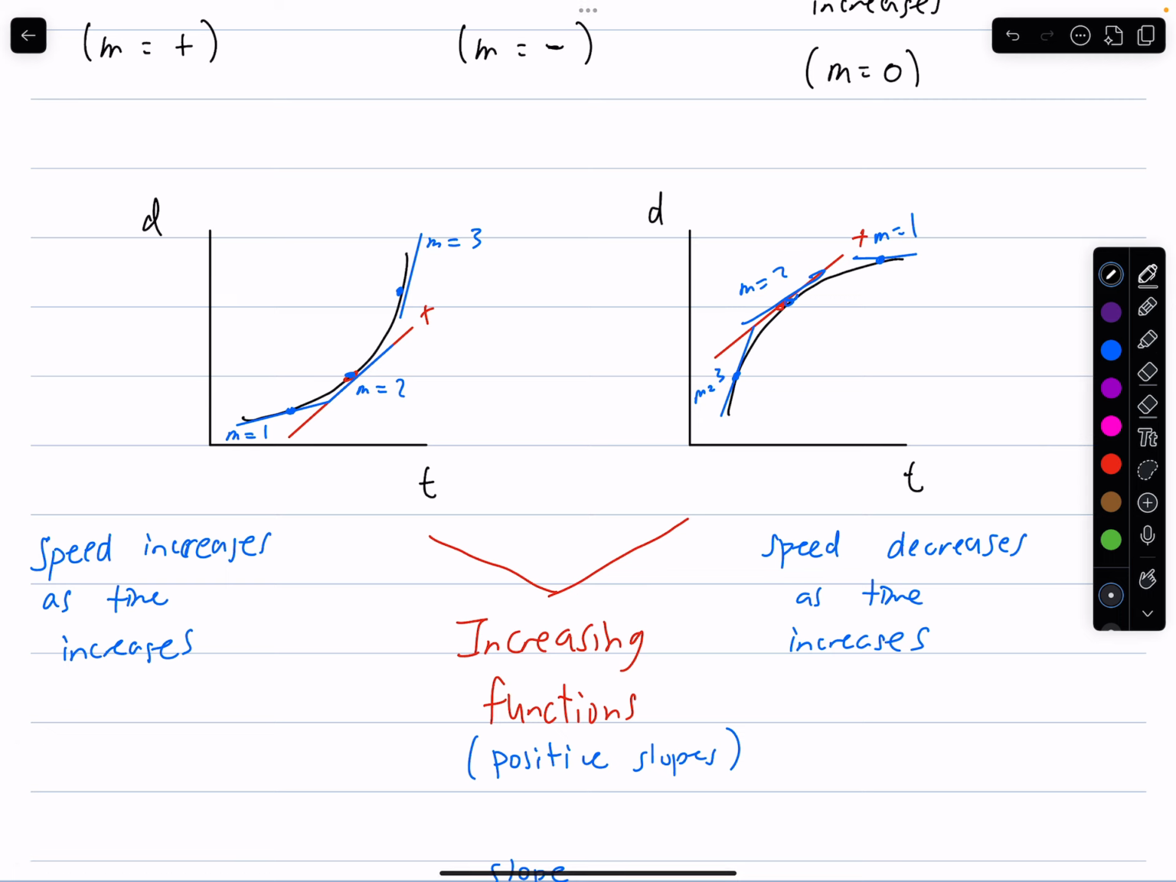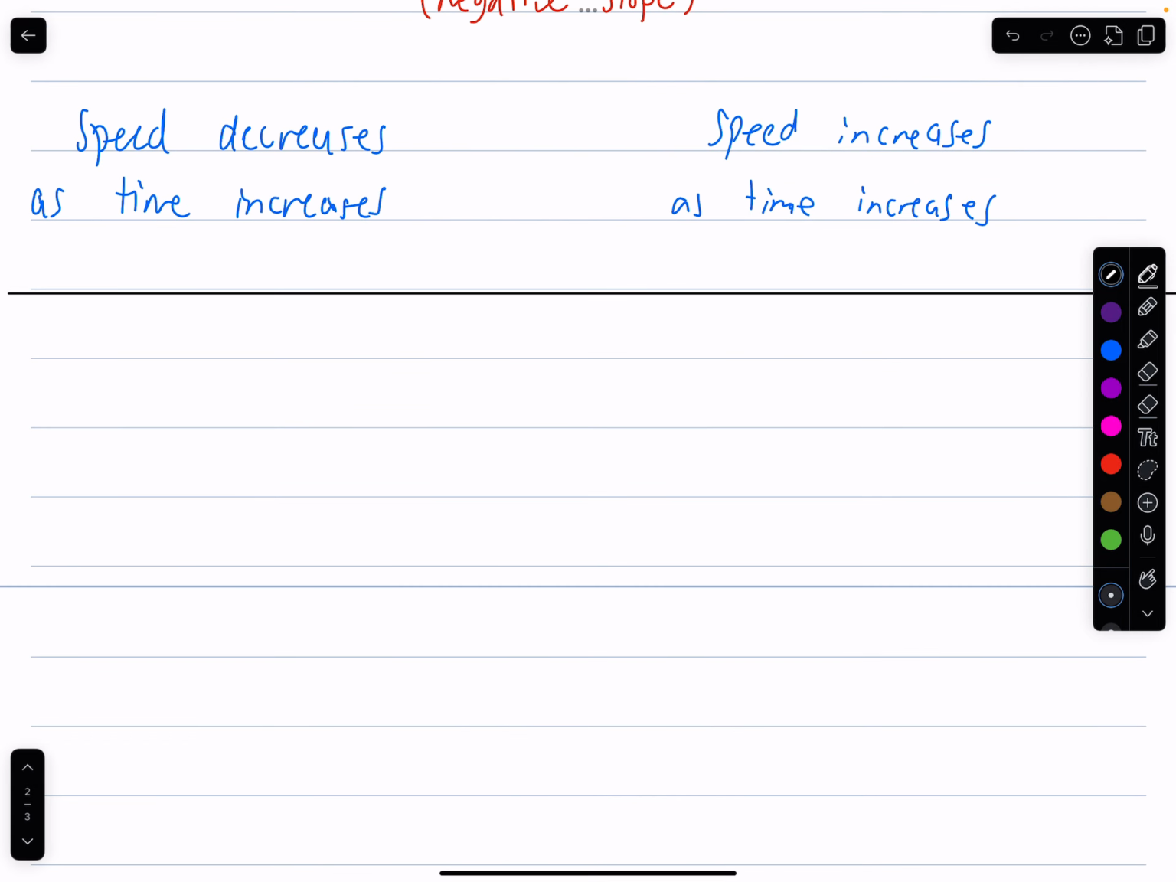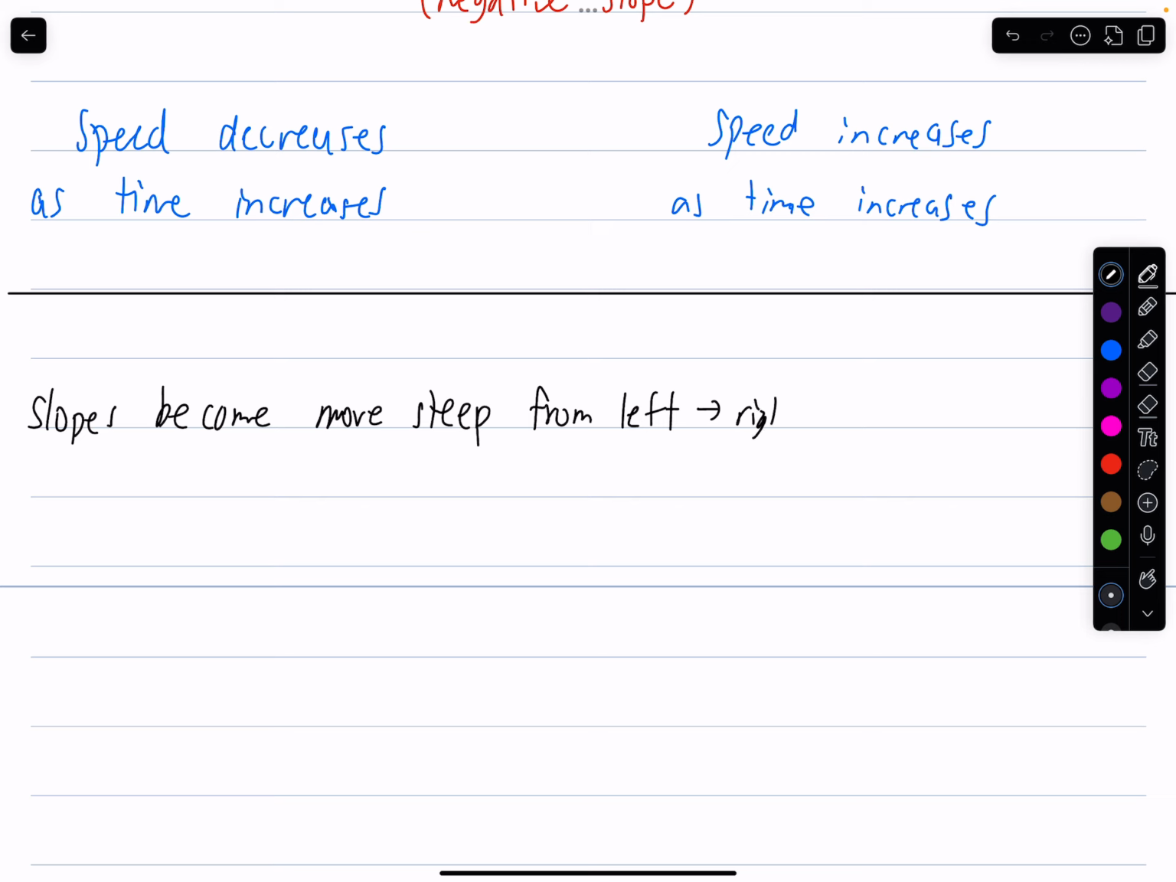Are they getting steeper from left to right, or are they getting less steep from left to right? If they're getting steeper, then you know the speed is increasing as time increases from left to right. If they're getting less steep, right? So I can write that over here. If the slopes become more steep from left to right, then you know speed.